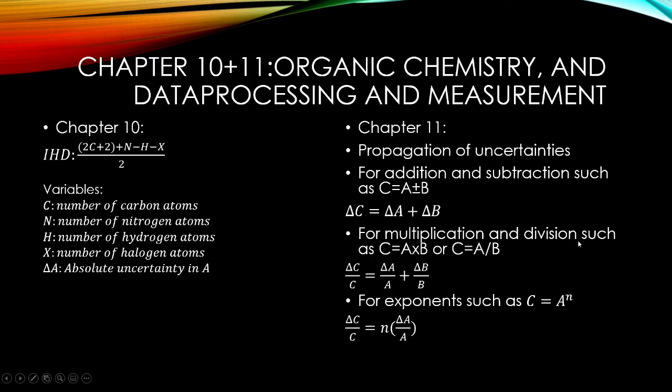For multiplication and division, it's similar, but in this case it's the fractional uncertainties, which is the absolute uncertainty over the value. So in that case you get a fractional uncertainty of C, and then if you want to find the absolute uncertainty of C, you would have to multiply this whole expression by the value of C. Now the last equation is how to find uncertainties in exponents, such as C equals A to the power of n. The fractional uncertainty of C here would just be the exponent times the fractional uncertainty of A.